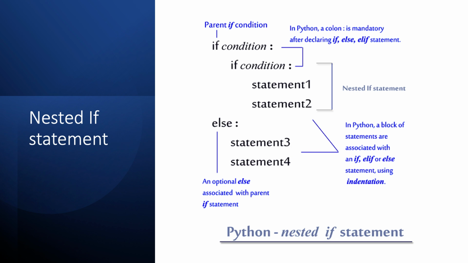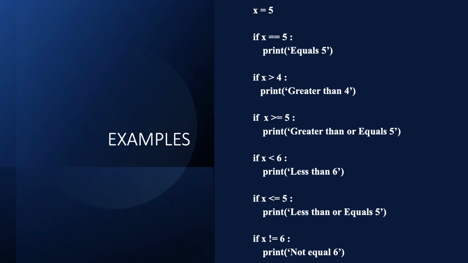So to recap, the flow of our nested if statement can be visualized like this. If the parent condition is true, then check the nested if condition. And if that's true, then execute statement 1 and statement 2. But if false, then the code under the else statement will run. But if the parent condition is false, then we execute statement 3 and statement 4 under the else block. So the nested if statement structure helps us to efficiently create complex decision-making processes in our code.